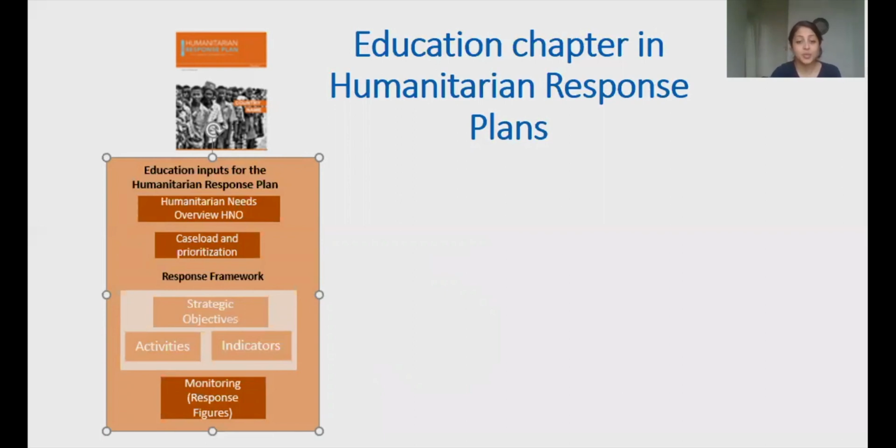And also, there's a piece around monitoring. So what are some of the indicators? How often will they be monitored? So that the education cluster can have a sense of whether sufficient progress is being made vis-a-vis the targets as outlined in the education cluster plan.